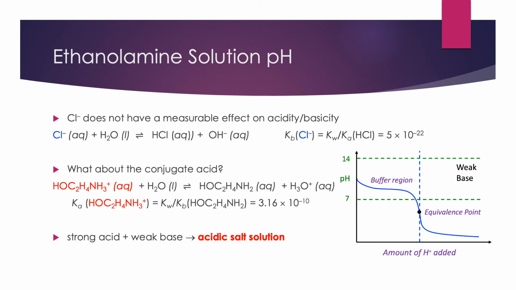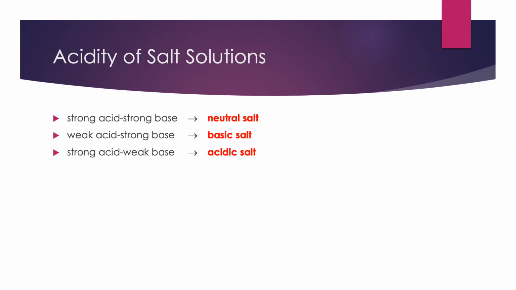Once again, we find that when we have the acid that is conjugate to a weak base as the only thing in solution, as this is where the equivalence point is on this titration curve, it has a pH lower than 7, which means that it is slightly acidic. So conjugate acids of weak bases do form acidic solutions when put into water. And so this particular combination of a strong acid and a weak base makes for an acidic salt solution.